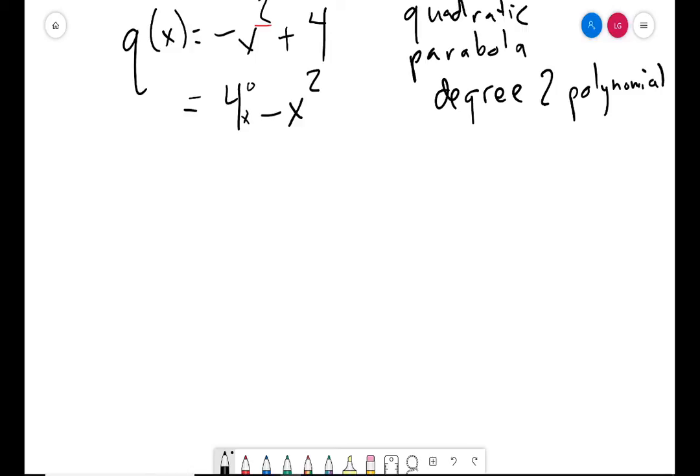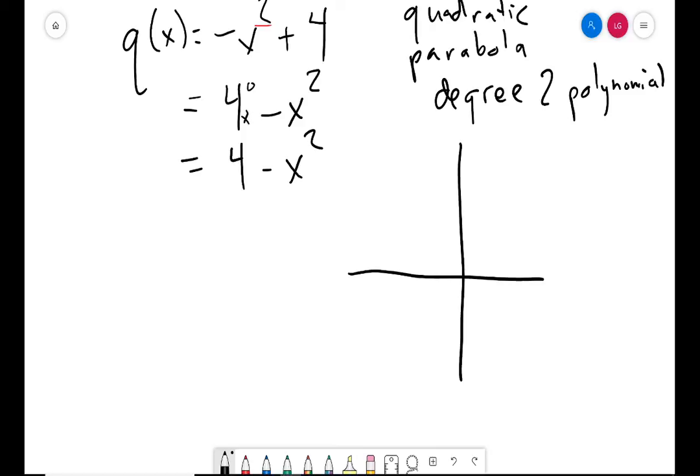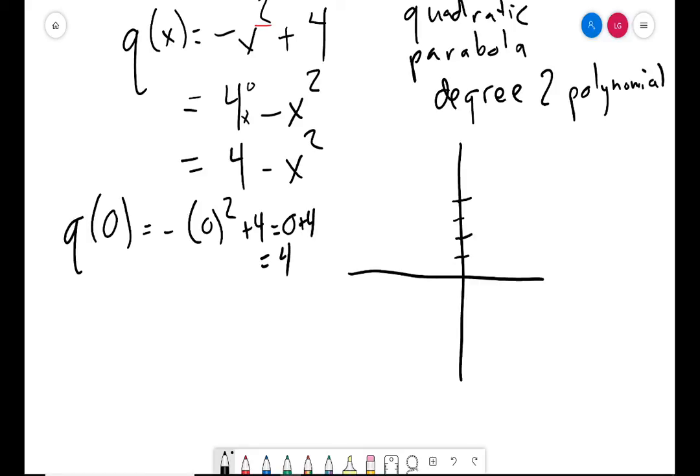So those are equivalent, right? Those are equivalent. They're the exact same quadratic, and they're all degree 2. Now, how does it look? Well, when x is 0, y is 4. Q of 0 is negative 0 squared plus 4. That's 0 plus 4. That's 4. So that's on there.